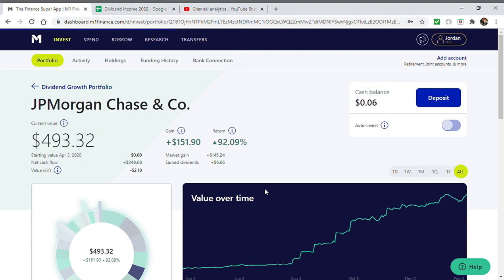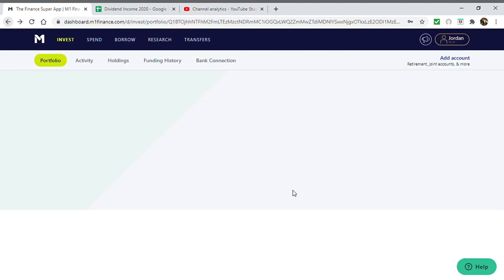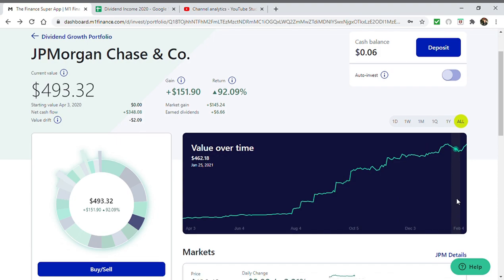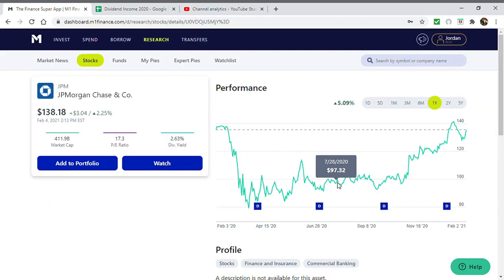JP Morgan Chase. This was one of my bigger buys of 2020. I steadily, actually, let's go back here. You see this chart? You see how it's a steady uptrend of higher, higher, higher, higher. I just kept on buying the stock like crazy. And the reason being is that if you look at the year chart for JP Morgan, it looks pretty nice.